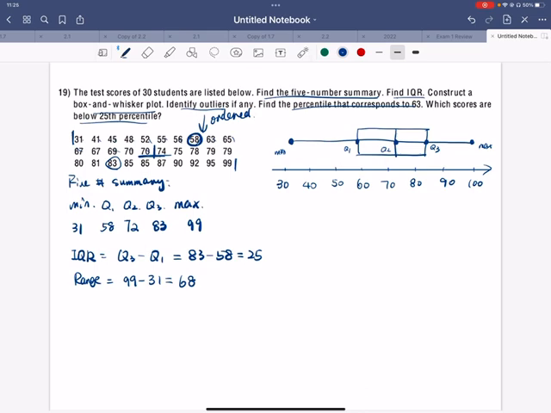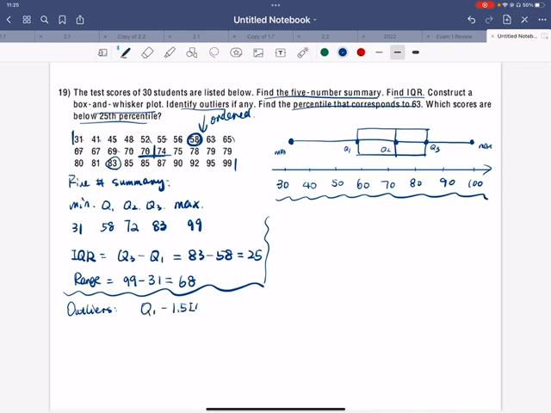Now, next section. Outliers. On the small end, we have Q1 take away 1.5 times IQR. On the bigger part, we have Q3 add 1.5 times IQR. Any number that is smaller than Q1 minus 1.5 times IQR will be an outlier. Same goes on the bigger side. Any number that is greater than Q3 plus 1.5 times IQR will be an outlier on the bigger end.